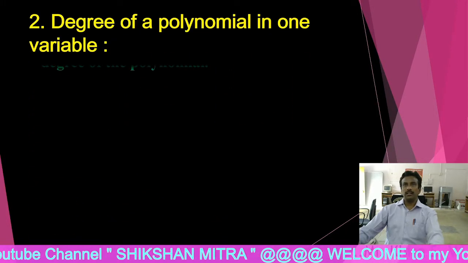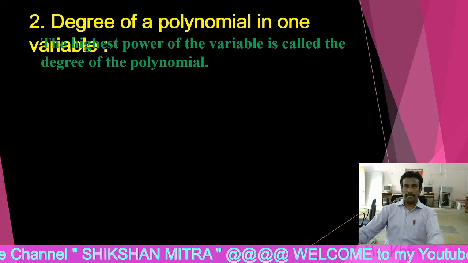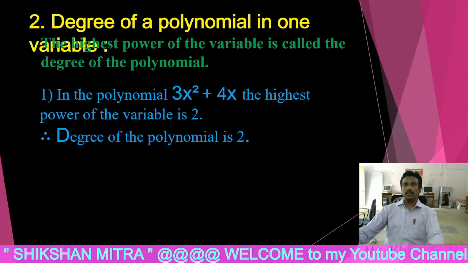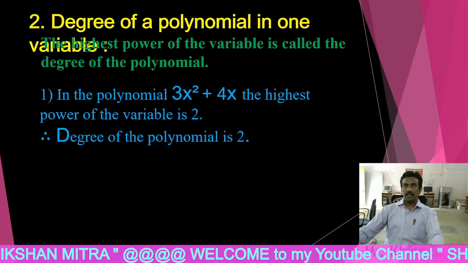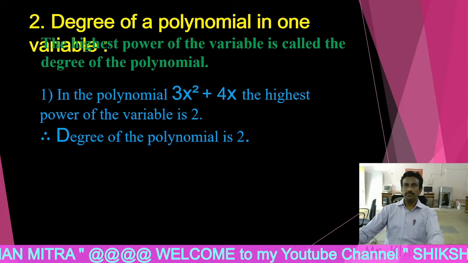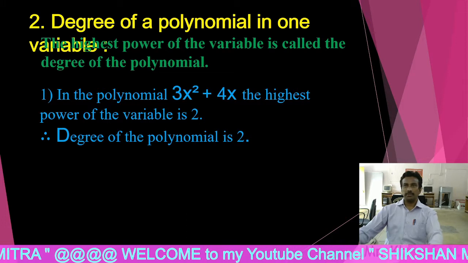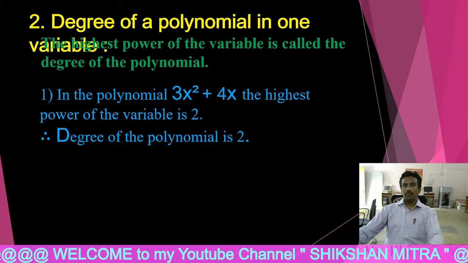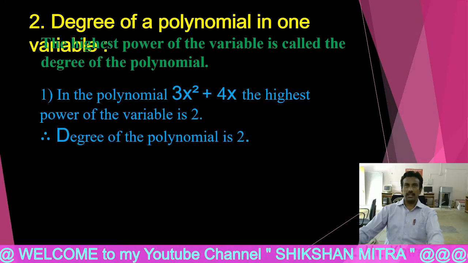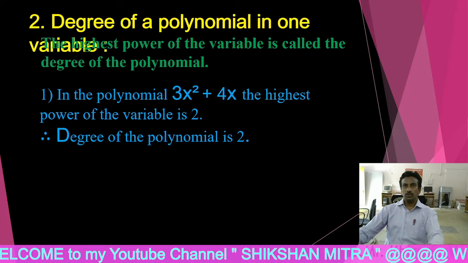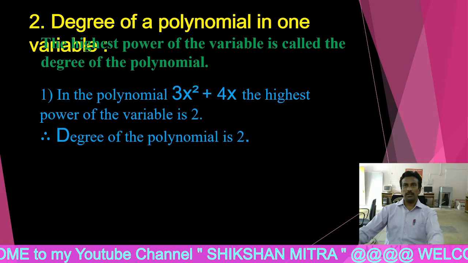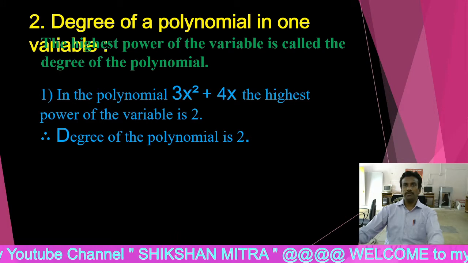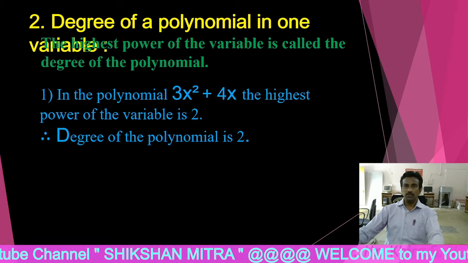Now we will see the degree of a polynomial in one variable. The highest power of the variable is called the degree of the polynomial. The highest power of the variable in an algebraic expression is called the degree of that polynomial. In the polynomial 3x square plus 4x, the highest power of the variable is 2. Therefore, the degree of the polynomial is 2.